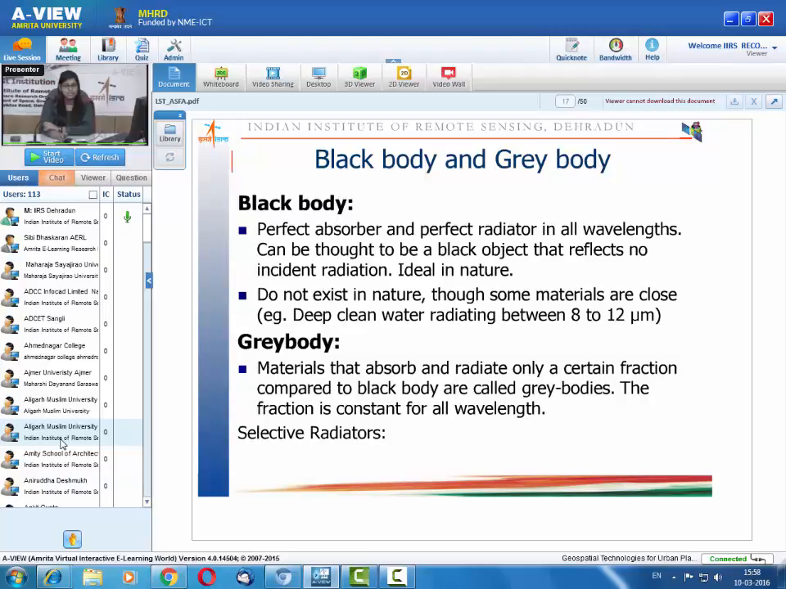Grey bodies are materials that absorb and radiate at a certain fraction as compared to that of a black body, and the fraction is constant for all wavelengths. However, selective radiators are those that radiate at certain wavelengths, while at others they don't have that phenomenon. So you understand by the word itself, selective radiators. Most of the materials on earth will be what? They will be selective radiators.